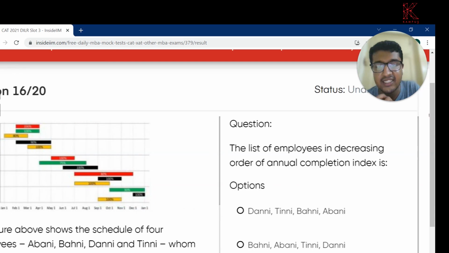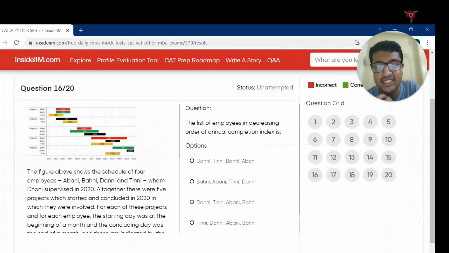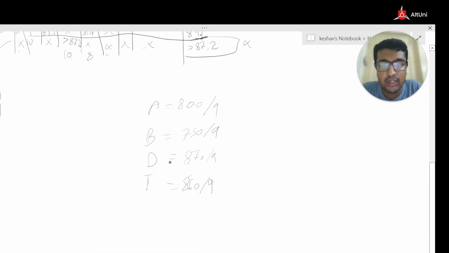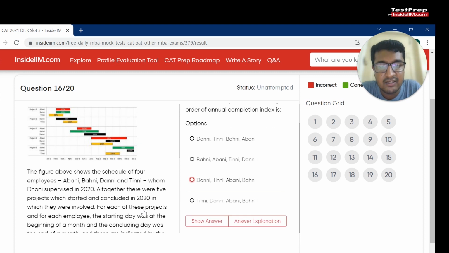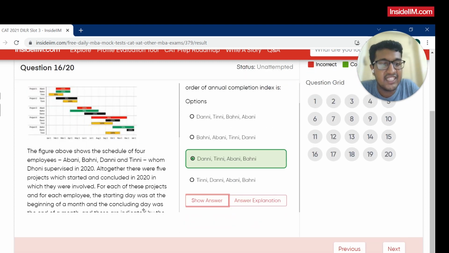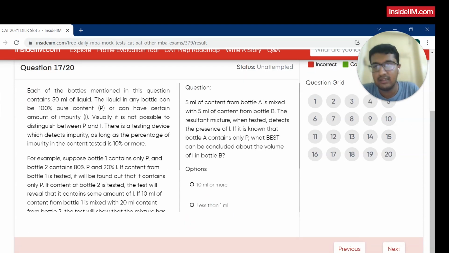So they are asking me in decreasing order of annual completion index. So my decreasing order is DTAB. Let's see which option is DTAB. Option number 3. So my answer is option number 3, DTAB. Okay, so let's come on to the last set.